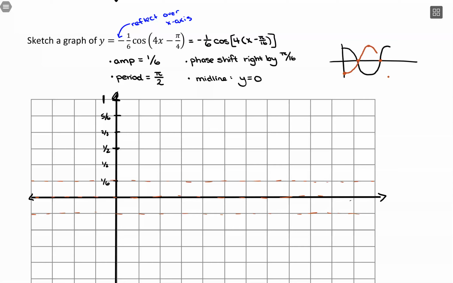So for negative cosine of x, we're going to have this general shape. I'm going to follow that trend and have those kind of special points coming through. All right.